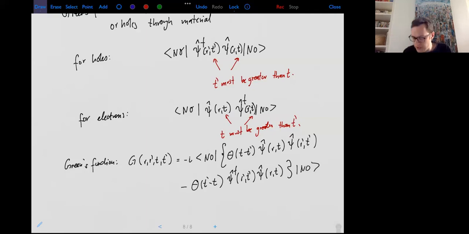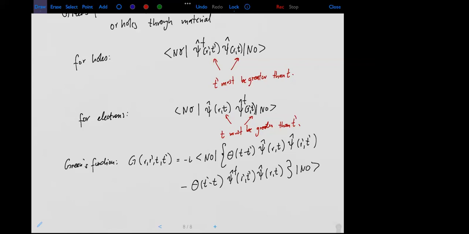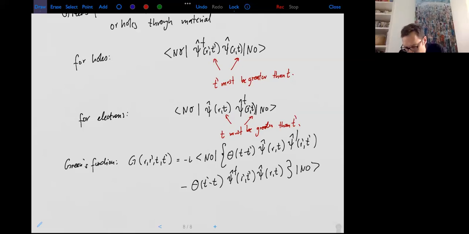Right, so this is the definition of the Green's function, and depending on the ordering of t and t prime, it either describes the propagation of an electron through a material or the propagation of the hole through a material. I think now they use the dagger here. Yeah, that should be a dagger. Sorry, I think that's hopefully correct. Thanks. Good.